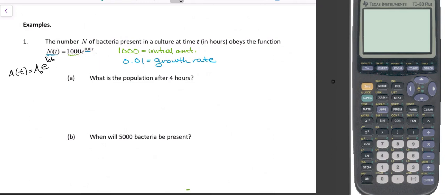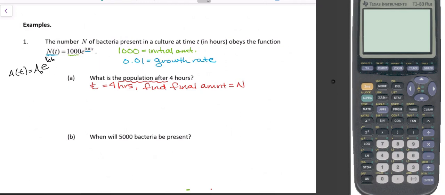So let's answer these questions. The first one asks, what is the population after 4 hours? So think of what we've been given. We've been told that t is equal to 4 hours, and we are being asked for the population after that time. So what we're being asked to find is the final amount, which in this problem is represented by that n, or that n of t.